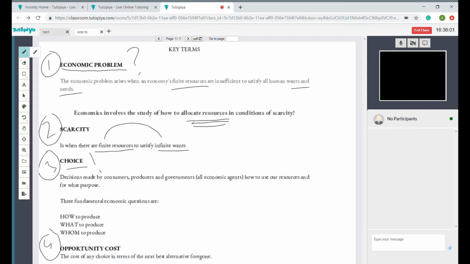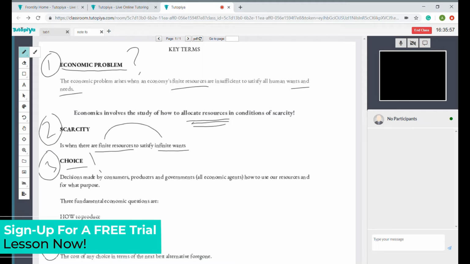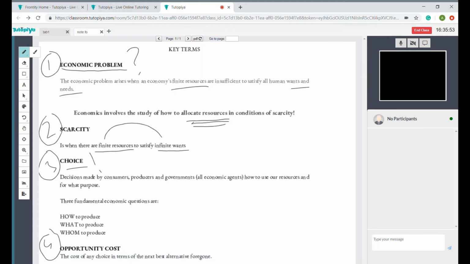Choice is all about making decisions. Because resources are scarce and because the economic problem exists, consumers, producers, governments in the economy have to make decisions. We're all decision makers. We need to make a choice on what to do with our resources. So that brings about the 3 fundamental economic questions.